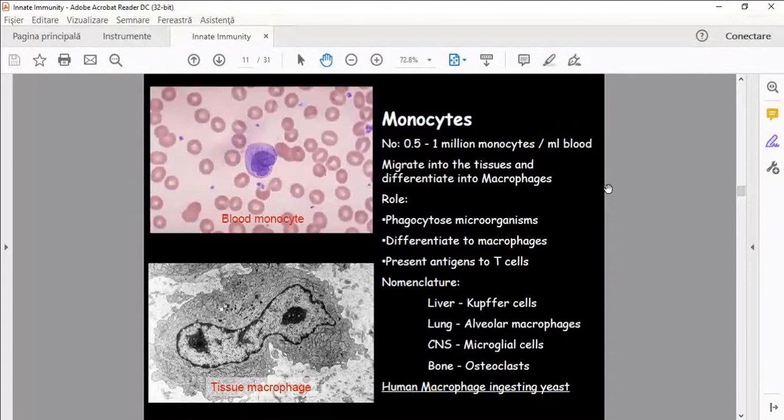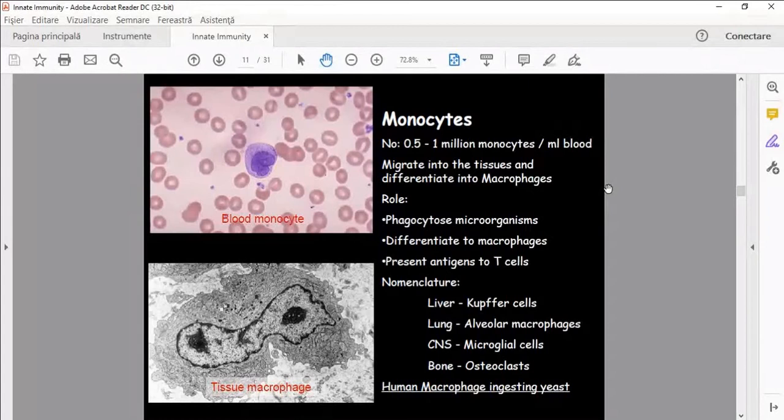The third type of pathogen recognition receptors are scavenger receptors, which can be found on the plasmatic membrane of macrophages and polymorphonuclears. For example, CD36 receptor is able to recognize diacylglycerate structure expressed on some microbes.